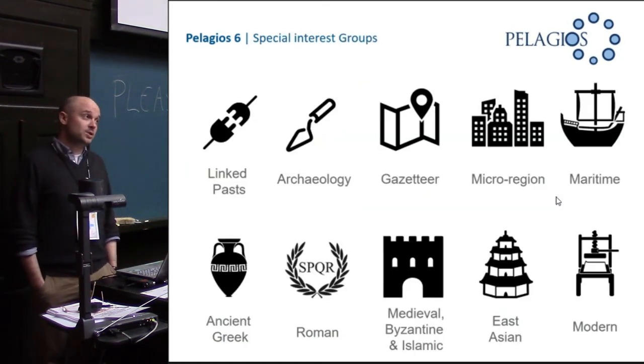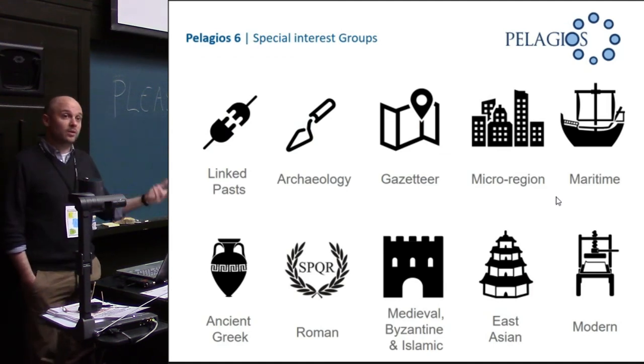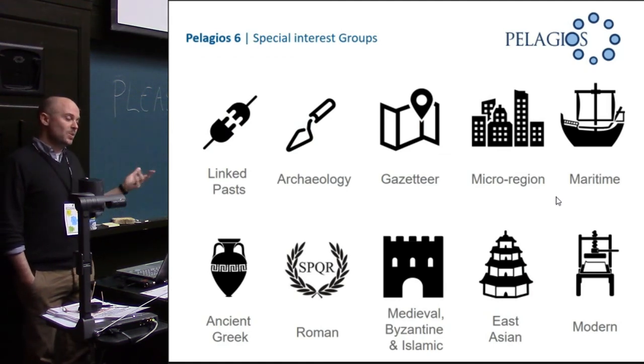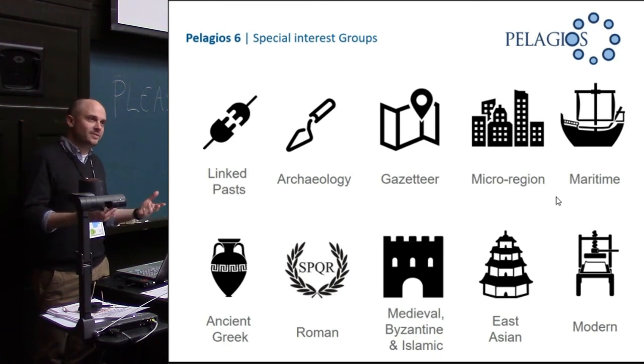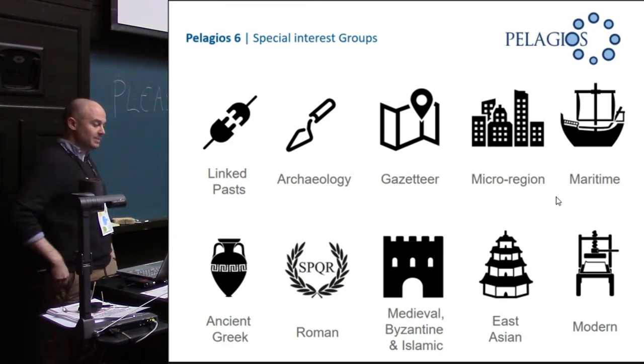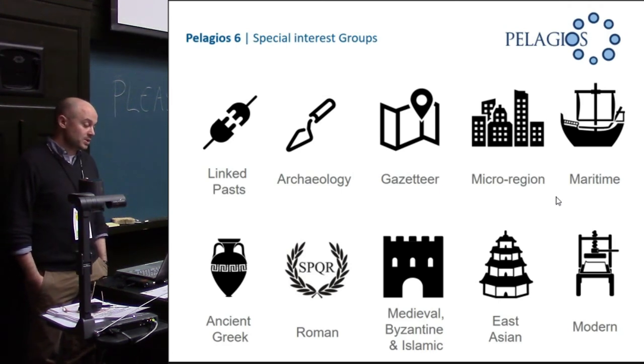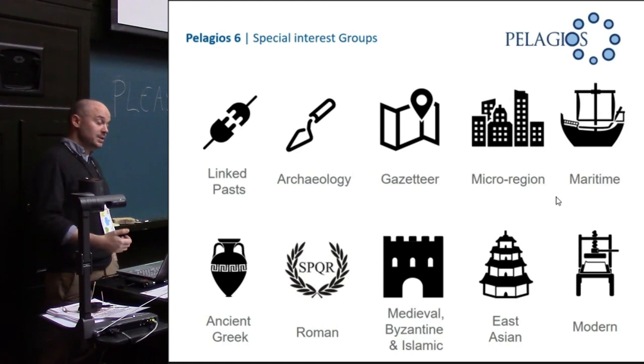What are the special interest groups? Well, we started with 10. We don't know which of these are going to take off and really get rolling. We imagine that some will be very, very successful, others may sputter along and finally be deprecated. And there is space for us to create new special interest groups along the way if they're not sufficiently covered.